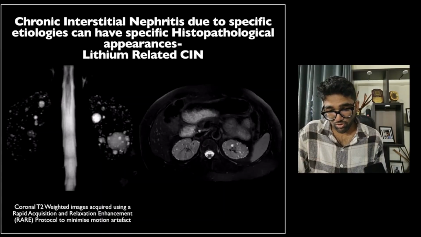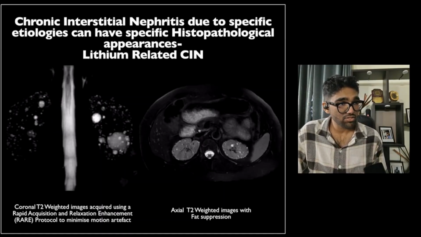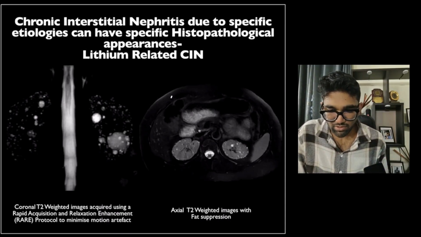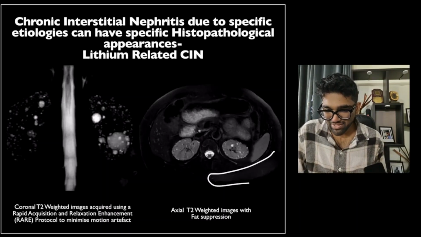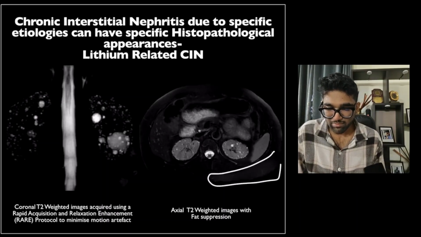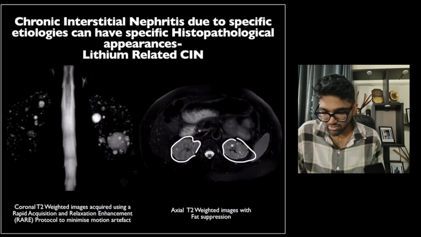And on the left of your screen, what we have is an axial image, which has again been T2 weighted with some fat suppression. So this is fat suppressed because the subcutaneous fat is suppressed, not very well suppressed here, but essentially quite reasonably well. And what you find again in the kidneys here, these are the two kidneys, are these small cysts.